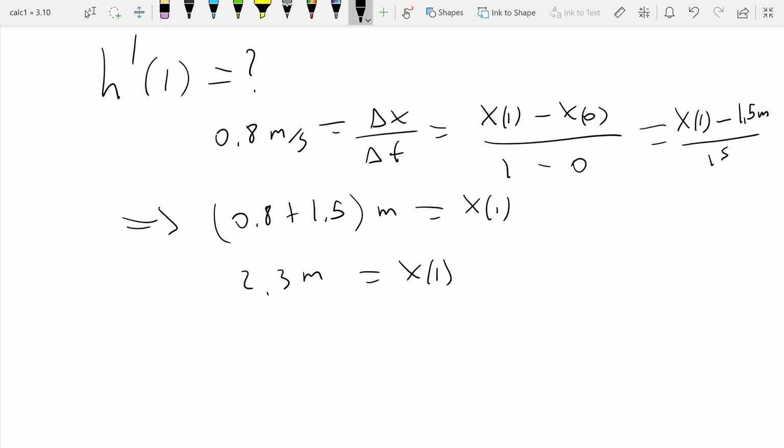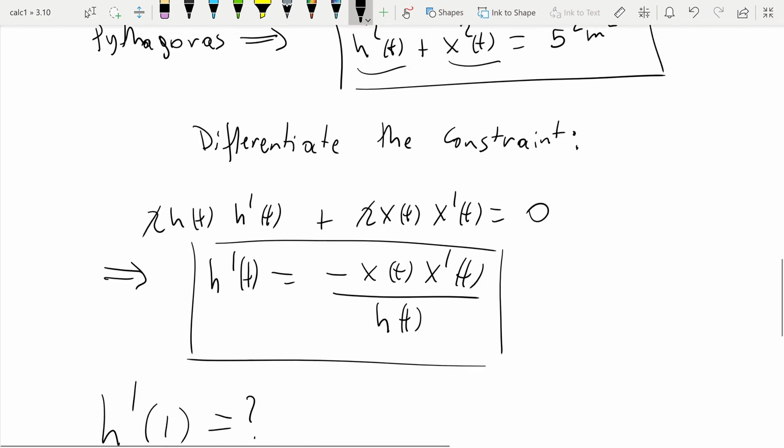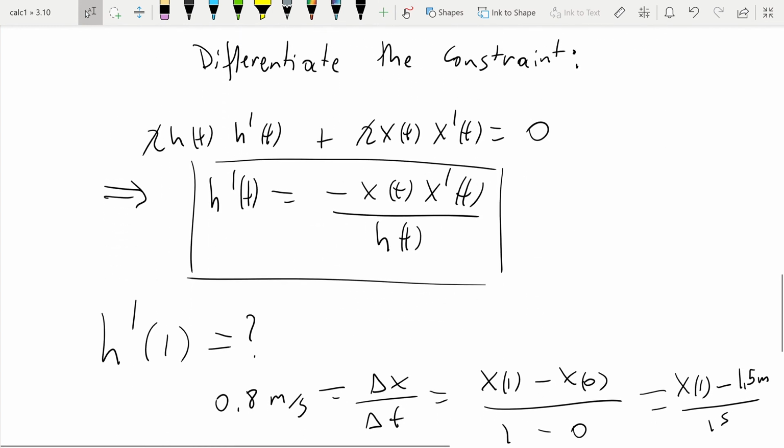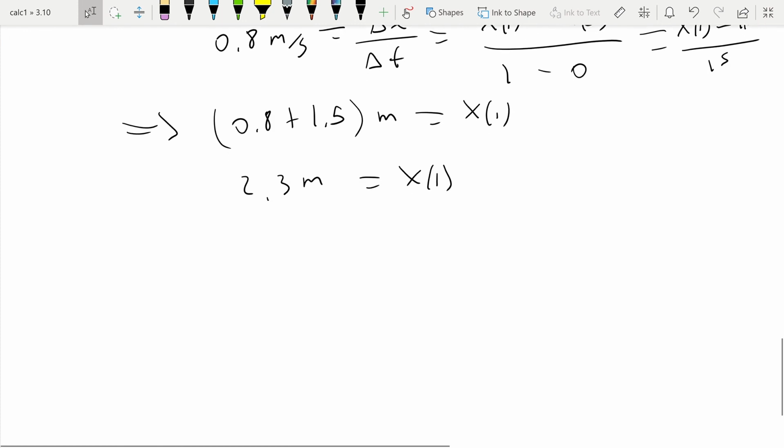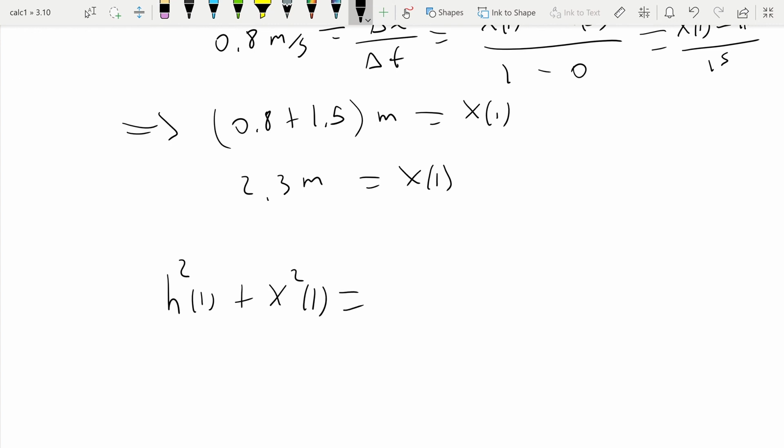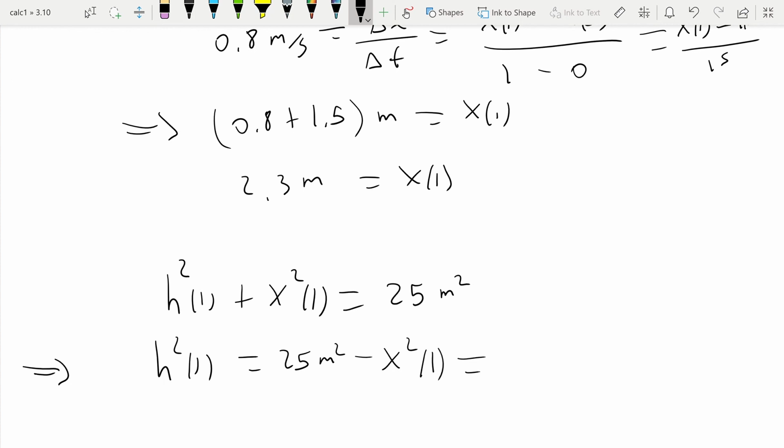Now we need to find what is the value of h(1). And for that we come back to Pythagoras here. This is valid for all time. In particular, we can plug in the value t equals 1. And again, back to Pythagoras, we know that h squared at 1 plus x squared at 1 is equal to 5 squared meters, so 25 meters squared. This implies then that h squared at 1 is equal to 25 meters squared minus x squared at 1. But we know that this is equal to 25 minus 2.3, all that meters squared. 2.3 squared, I'm sorry.